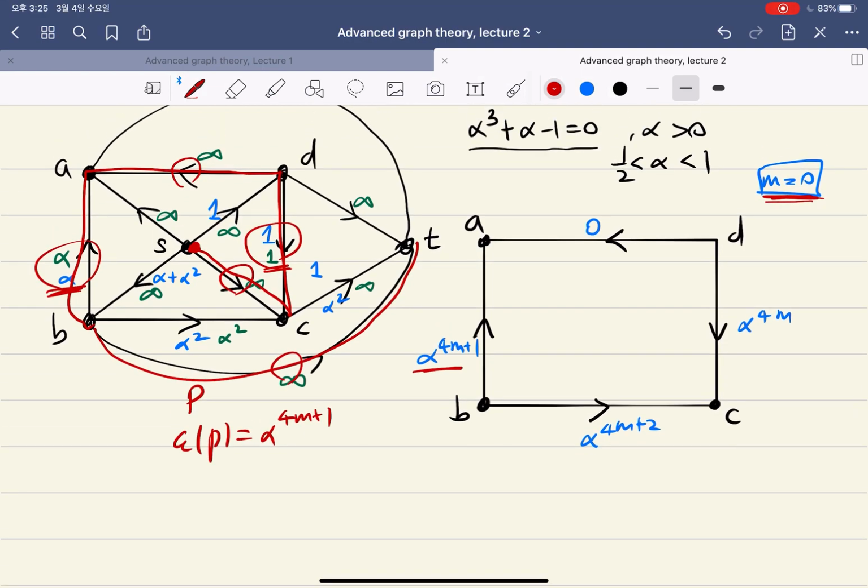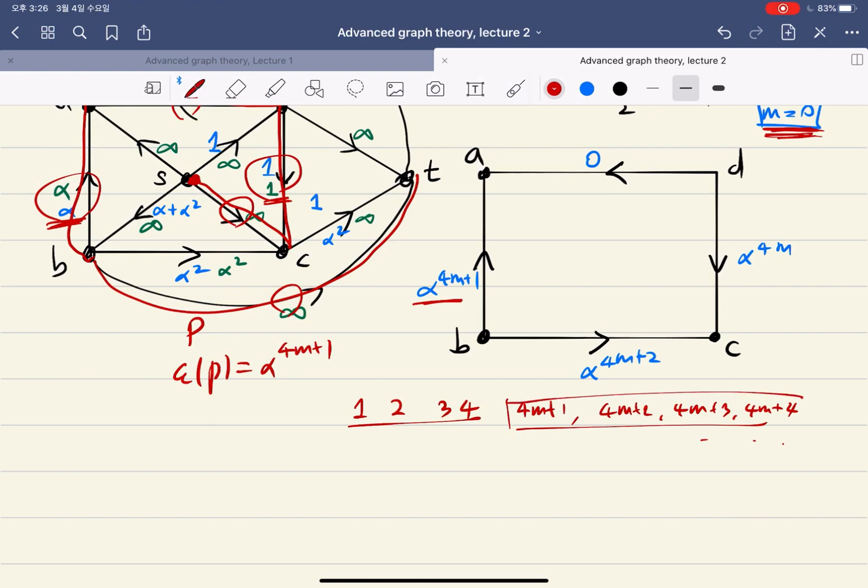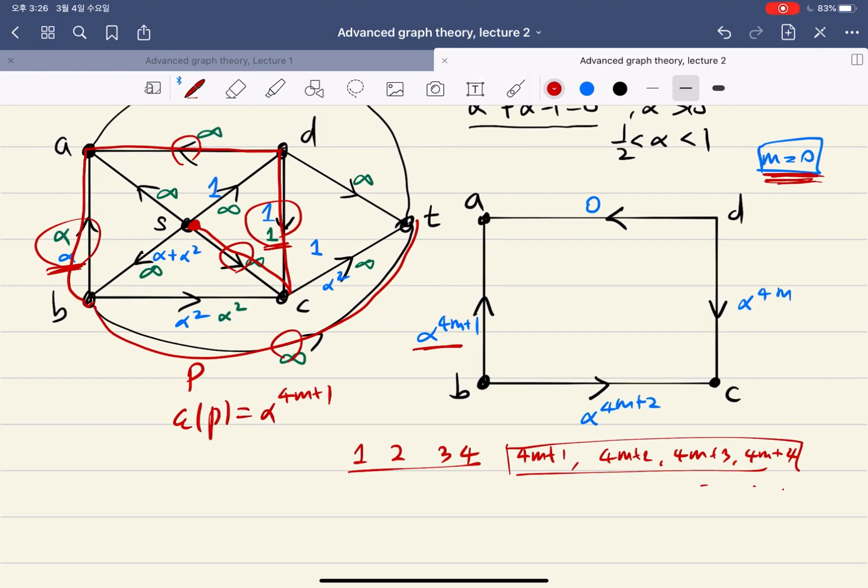So this m is a counter. We will keep augmenting it by first time, second time, third time, fourth time, and then we will repeat it. We will keep repeating the augmentation, and this repeats up to modulo 4. So that's why we introduce this m.